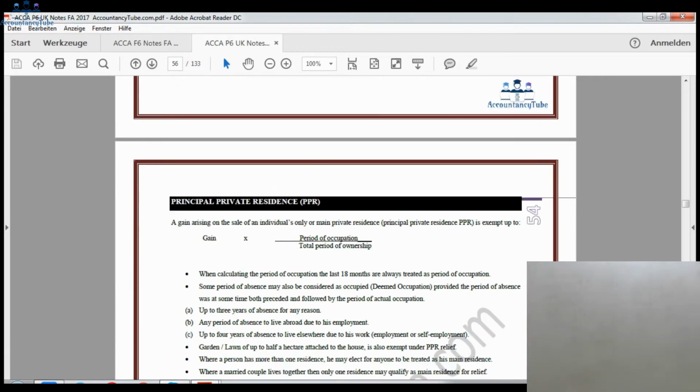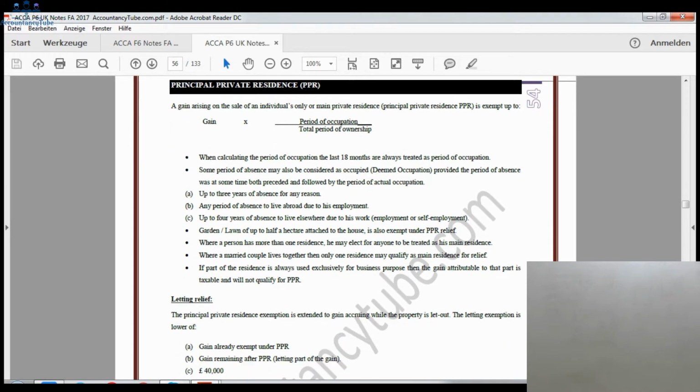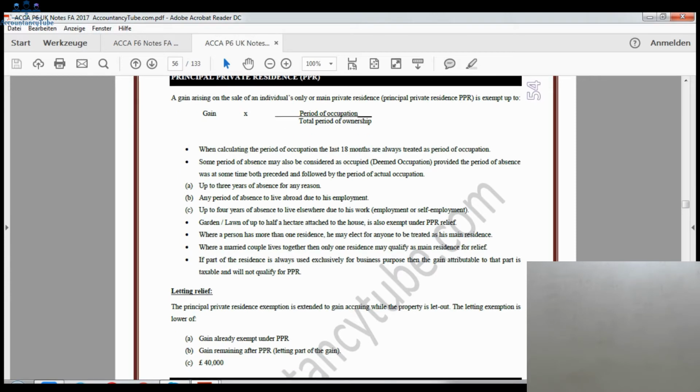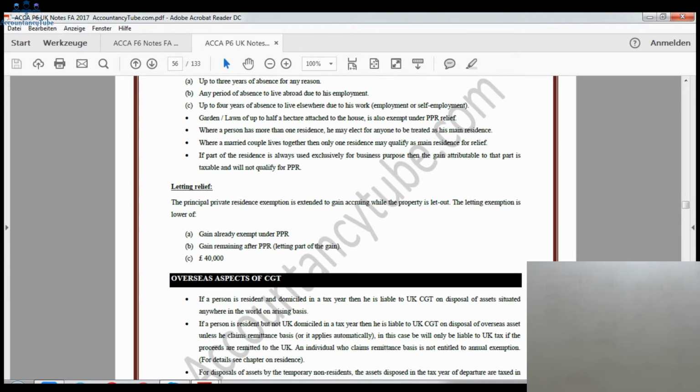Right then, on the next page, page number 54, principal private residence, we have seen that as well in the previous video lecture. You will have to revise it, and please make sure you read this one as well. Now, a couple of more things which were not part of our F6 syllabus.